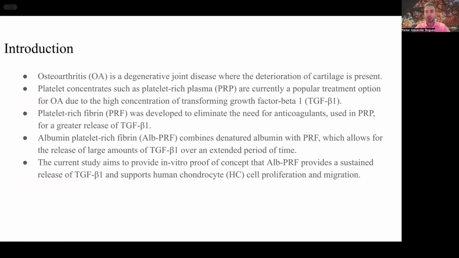In recent years, the fields of orthopedics and sports medicine have come up with a treatment called platelet concentrates. A very notable example of a platelet concentrate is called platelet-rich plasma, or PRP for short. And these platelet concentrates have an extremely high amount of growth factors compared to what is typically found circulating in our bodies under normal conditions.